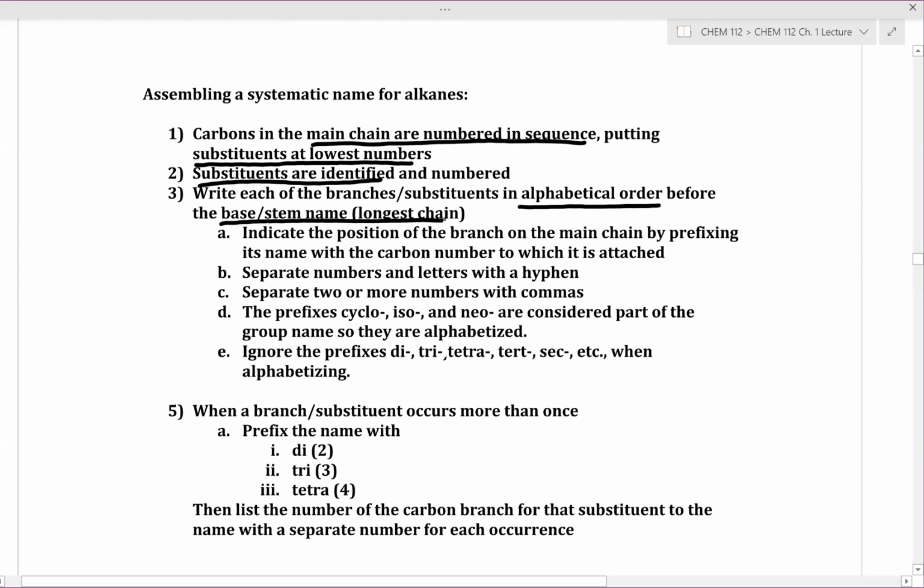Okay? Perfect. So the prefixes cyclo, iso, and neo are part of the group name and are alphabetized. So let's put a star next to these. These are the ones that we need to remember.